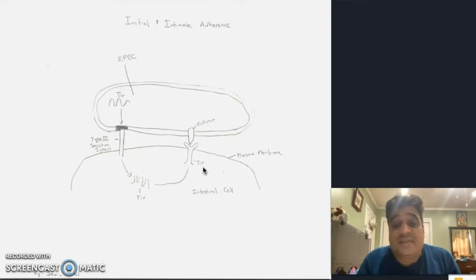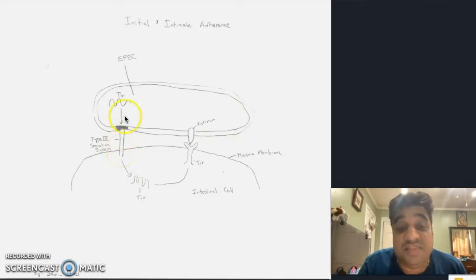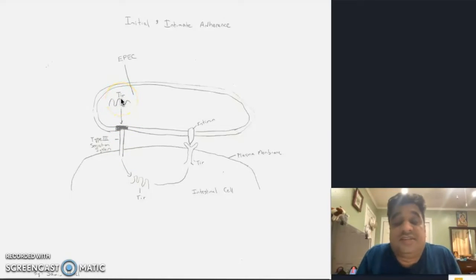So the way these pedestals form takes multiple steps. First we're going to talk about EPEC. EHEC does it a little bit differently, and I'll get to that at the end. EPEC first binds. It comes along and binds to this cell through bundle-forming pili. And once it's bound, it connects to the cell via a type 3 secretion system. Once that's there, it secretes a TIR protein, also known as the translocated intimin receptor protein.